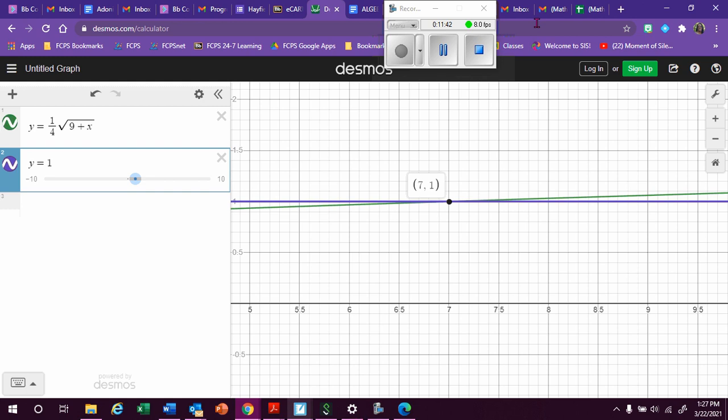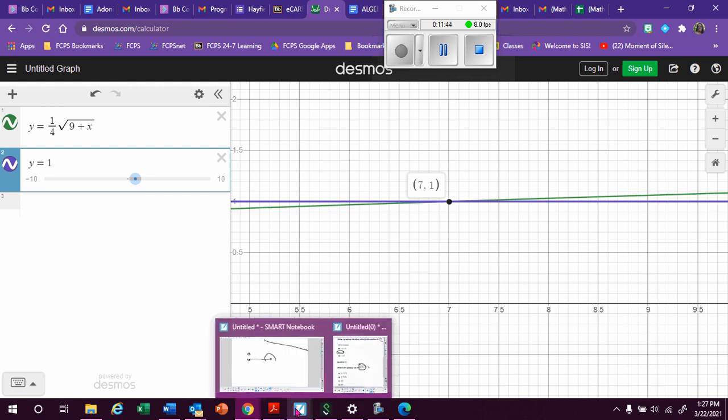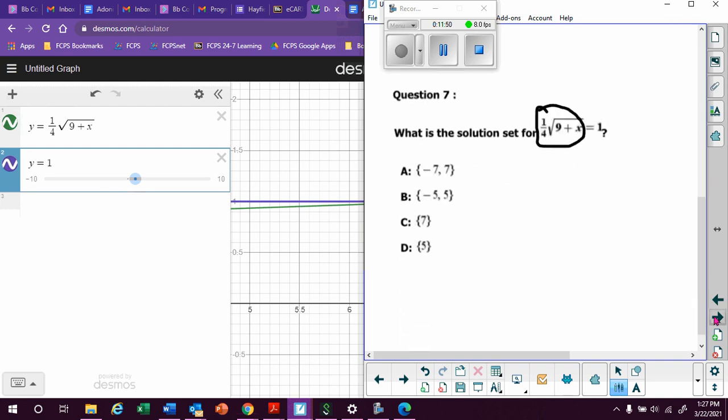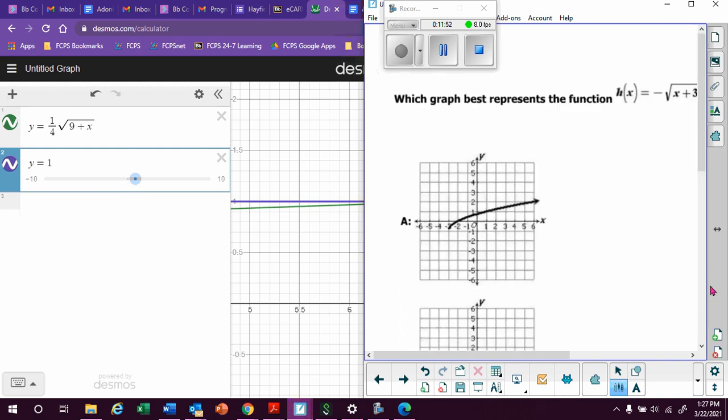X is 7 and y is 1, right? So the solution is going to be 7 for your x. So you're just going to pick C for this one. Okay. Number 8.